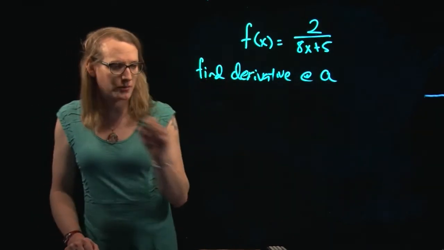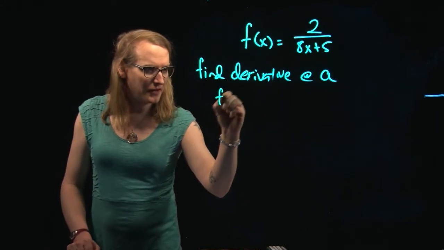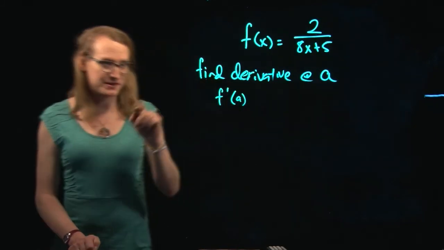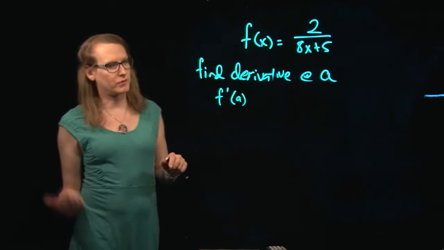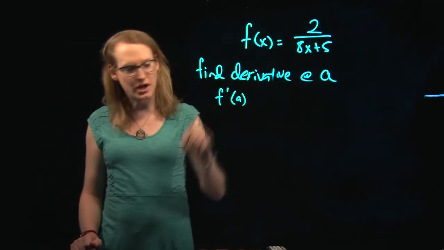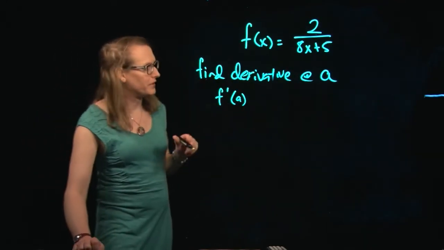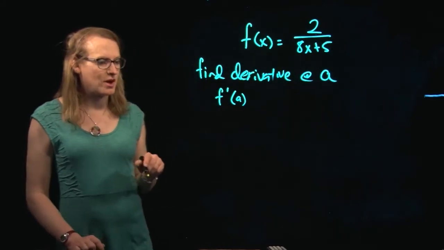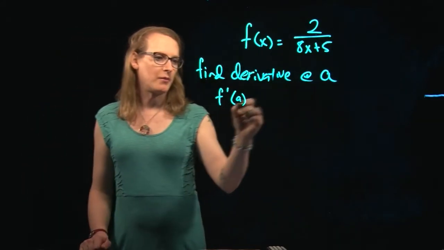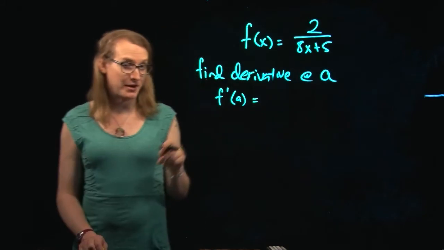The notation that we use for derivative is f prime. F prime at A, that's the derivative at A. Another word for the derivative is the instantaneous rate of change, or the slope of the tangent line. Those are words for the same thing. It is given by this limit.